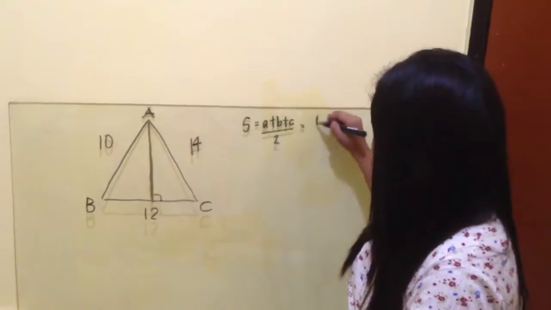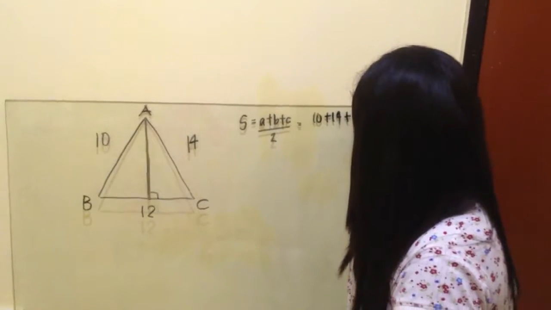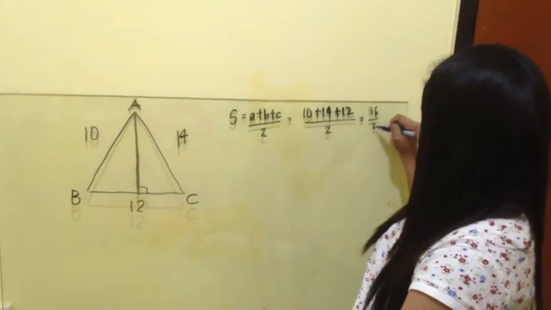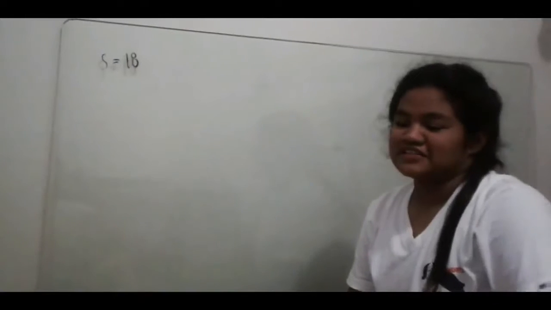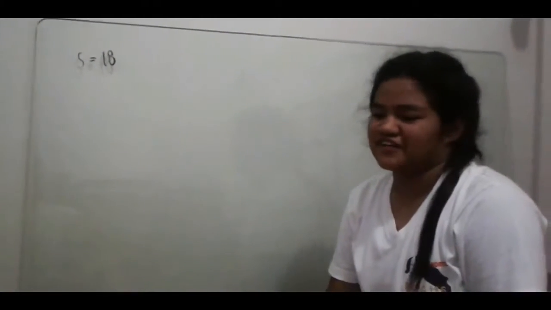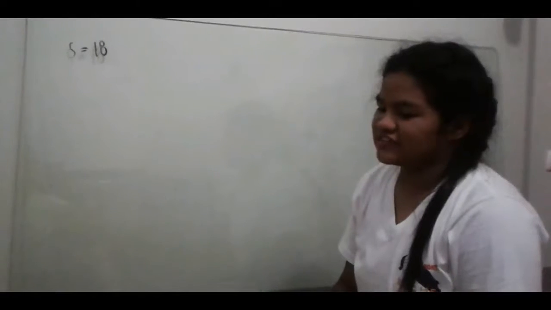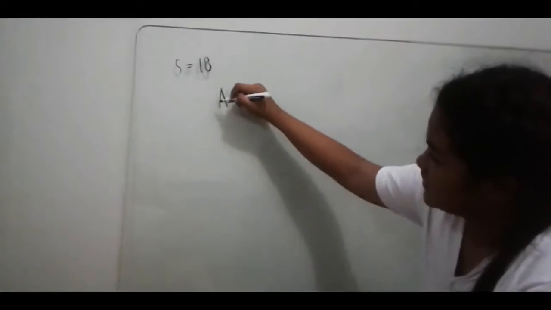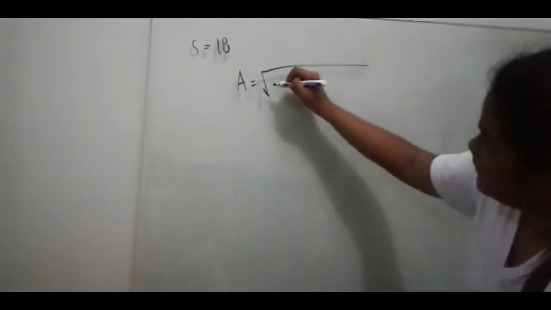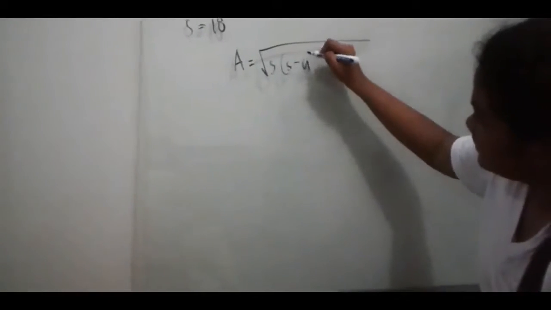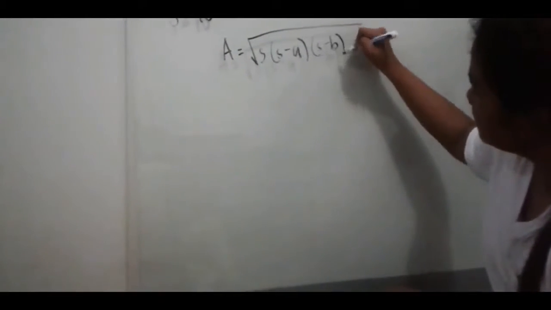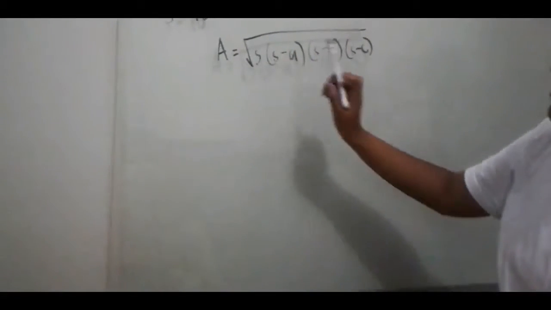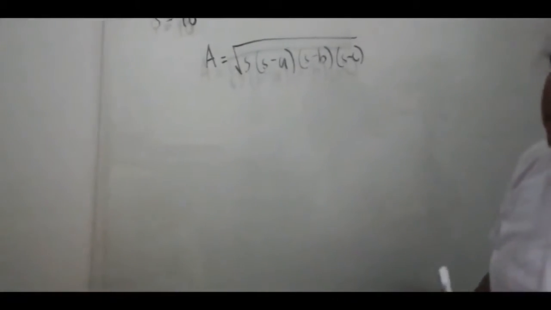So 10 plus 14 plus 12 divided by 2 is 36 divided by 2, equal to 18. Now that we found the semi-perimeter of the triangle, which is 18, let us proceed to getting the area of the triangle using Heron's formula, which is A is equal to the square root of S times S minus A times S minus B times S minus C. S being the semi-perimeter and A, B, C are those measurements from the triangle.